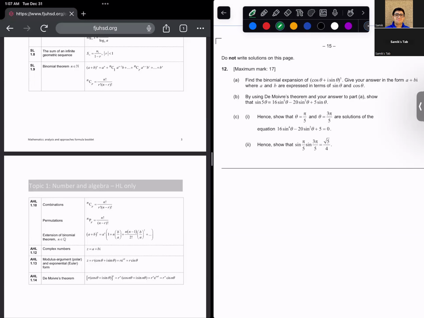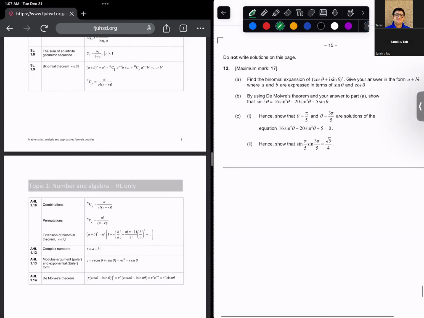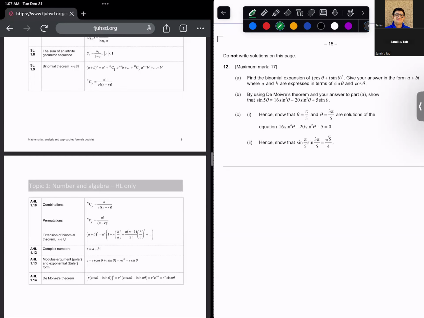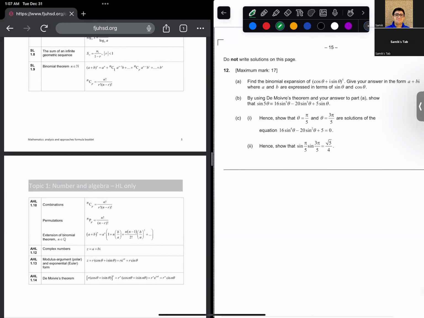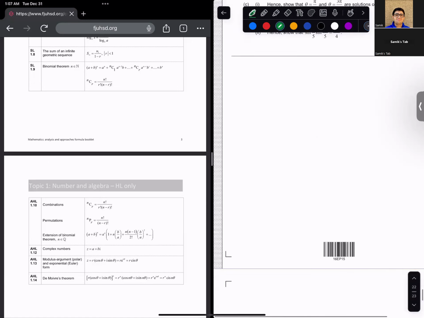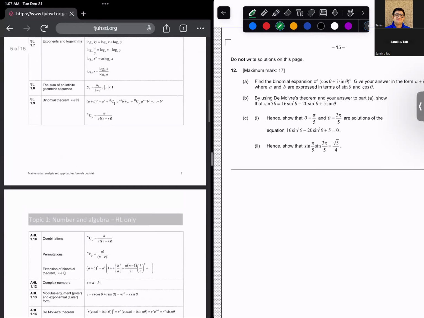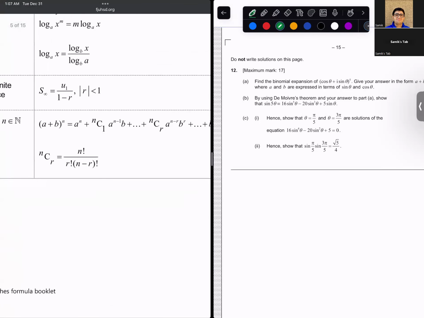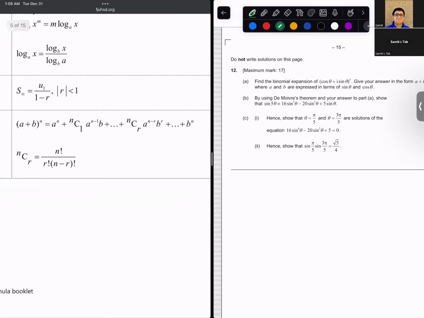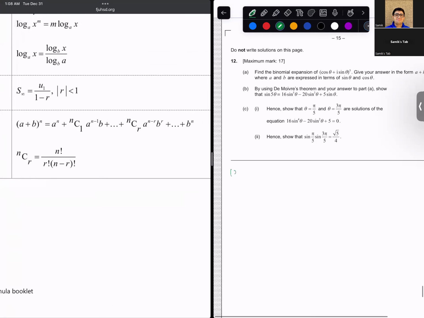Okay, hello everyone. So today we're going to solve question number 12, part A of the 2023 exam paper. So we can get to solving it. For this part A, all we have to use is our main formula, which is given to us in the formula sheet as (a + b) raised to the nth power. So we can just write that like this.